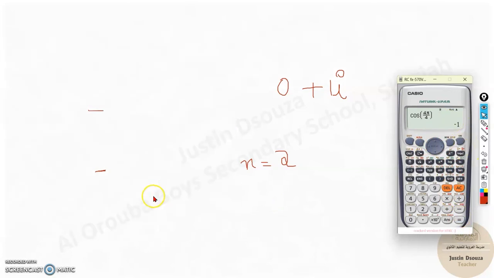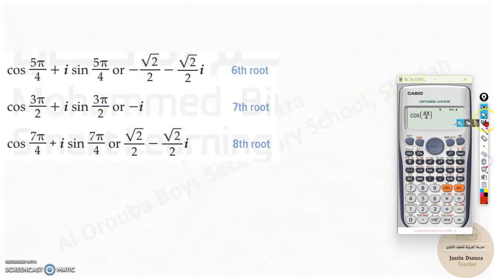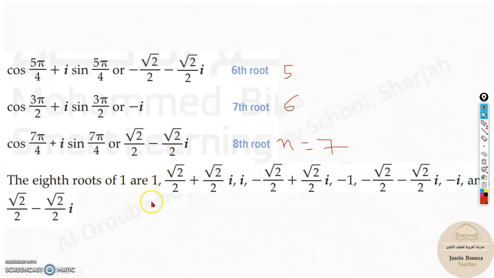You can do it continuously up till the 8th root. That means this is n equals 7. This is 6 and this is 5 and so on. We did till 4. This is 5, 6, 7. Let me do the last one over here. So all you need to do is 7 pi by 4. The cos answer is root 2 by 2. And what about sine? Sine will be minus root 2 by 2. So these are all the roots. First root, second, third, fourth, fifth, sixth, seventh, and eighth. The commas differentiate the roots.